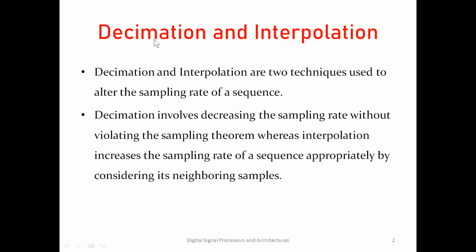Decimation and interpolation both deal with changing the sampling rate of a sequence. Decimation stands for decreasing the sampling rate without violating the sampling theorem, whereas interpolation increases the sampling rate of a sequence appropriately by considering the neighboring samples it has.